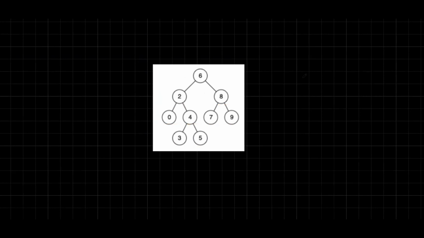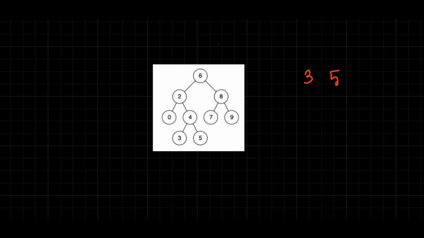Now here, suppose we have to find the LCA of the nodes 3 and 5. So at first we have to find node 3 and node 5, and their lowest common ancestor is node 4. So how can we solve this problem? We can basically solve this problem by using a DFS or in-order traversal.